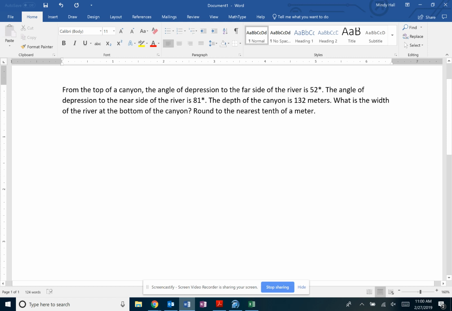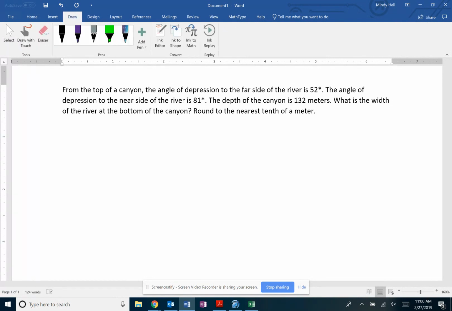All right, so we are just going to review how to use angles of elevation and depression to help you solve problems when there are two lengths that you're going to have to deal with. So for this first one, from the top of a canyon, the angle of depression to the far side of the river is 52 degrees. The angle of depression to the near side of the river is 81 degrees. And the depth of the canyon is 132 meters.